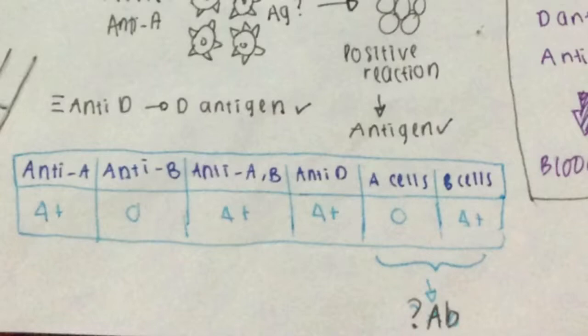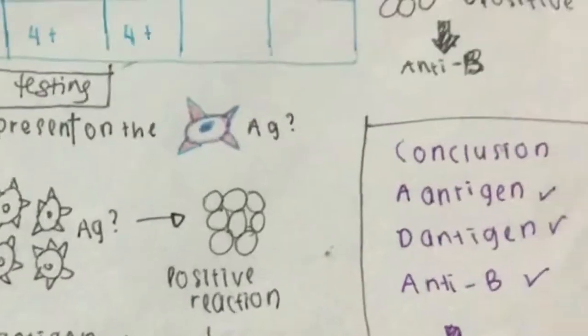So let's see the reverse testing. The reverse testing is to detect what are the ABO antibodies present in the serum. So in here we can see a negative reaction for A cells but a strong positive reaction for B cells. So how can we interpret this?